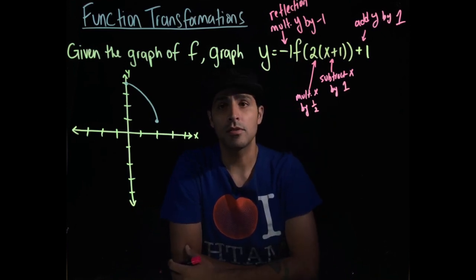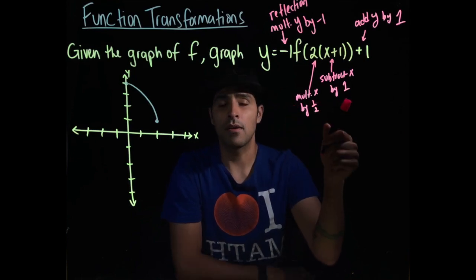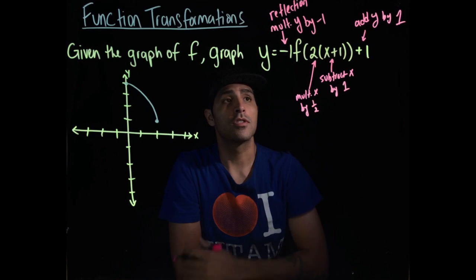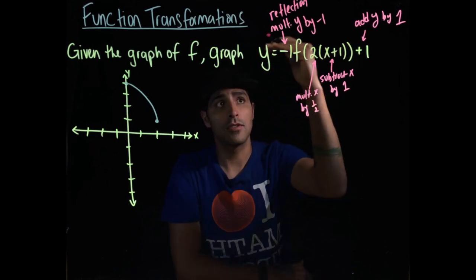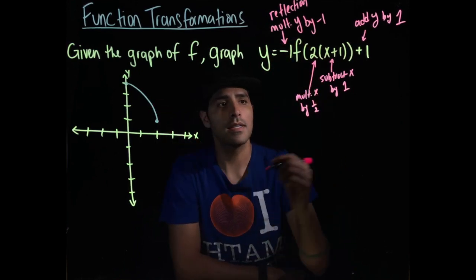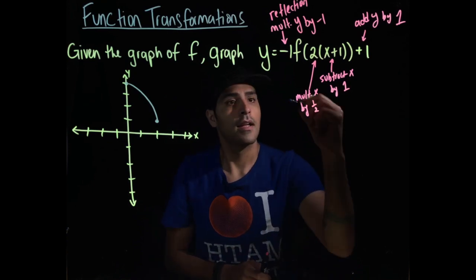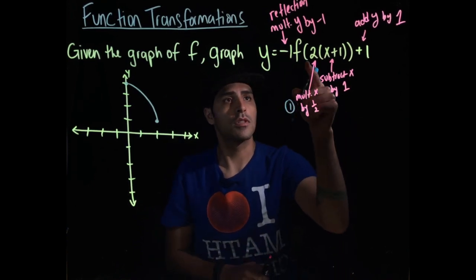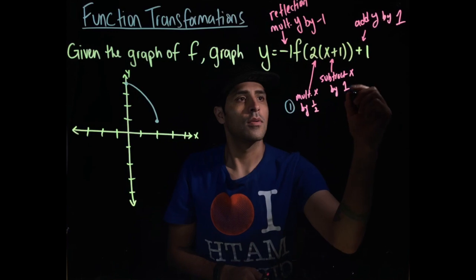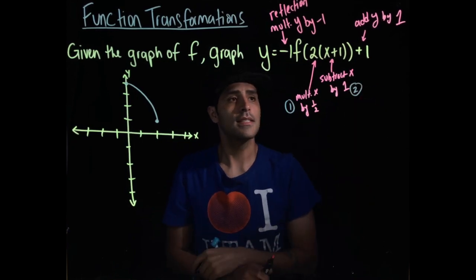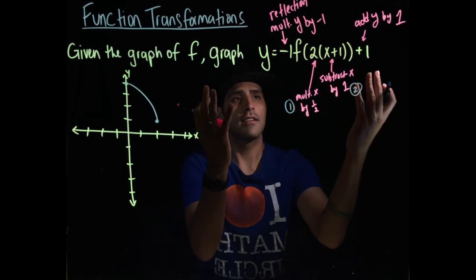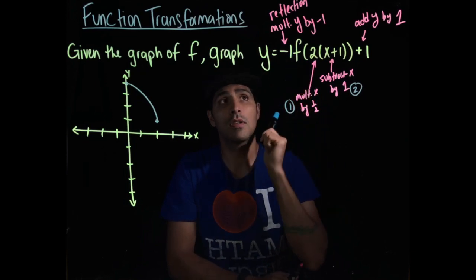So again, use PEMDAS when you're doing this. We're going to do multiplication, and then we'll do subtraction. So in terms of the order of how you're going to affect the x and the y coordinates, we're going to be doing this one first, because it's multiplication, it's inside. Then we'll do this one second. And then we go outside of the parentheses, but I got to do multiplication first.